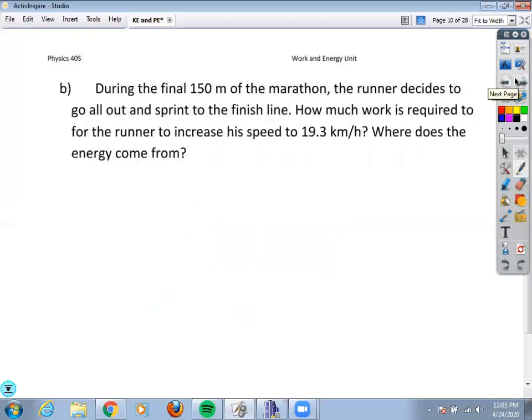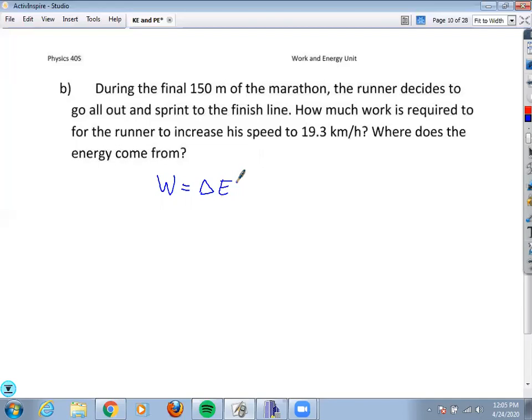During the final 150 meters of the marathon, the runner decides to go all out and sprint to the finish line. How much work is required for the runner to increase his speed to 19.3 kilometers per hour? Where does this energy come from? So work equals change in energy. Specifically, we're talking about kinetic energy, so it would be the final kinetic energy minus the initial kinetic energy.